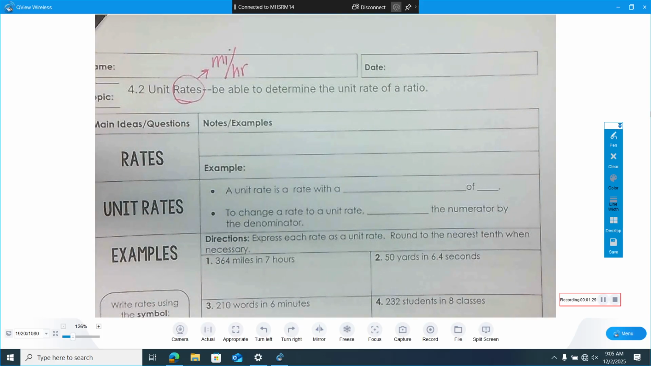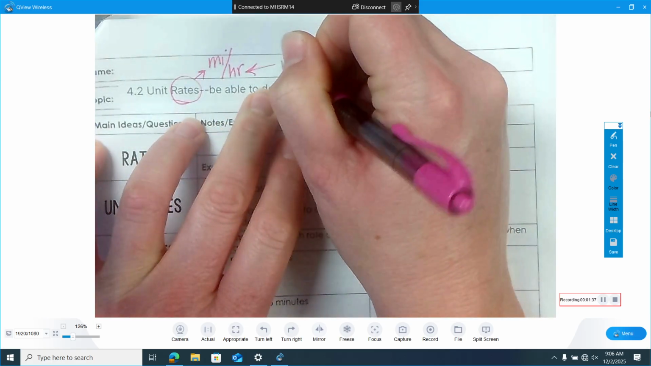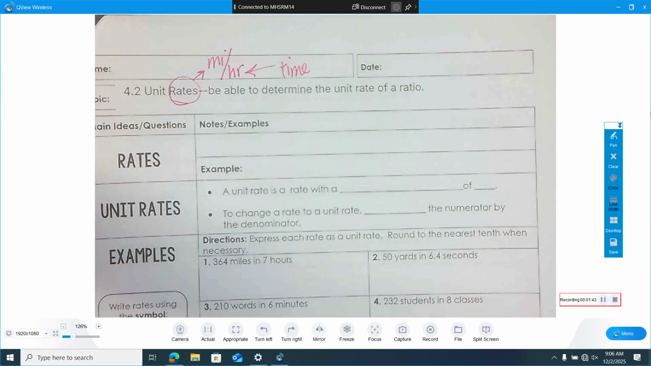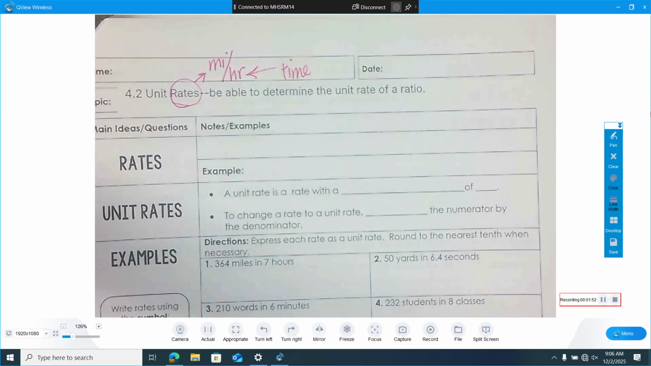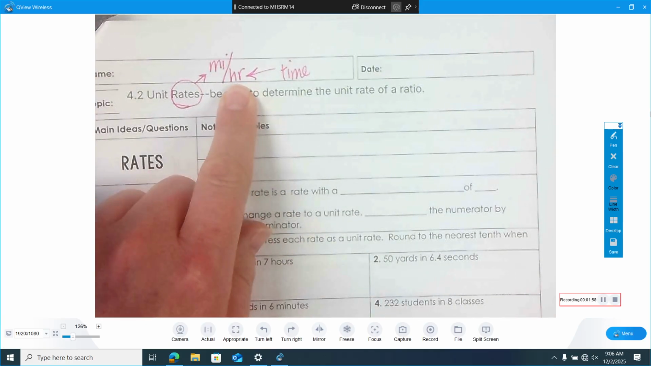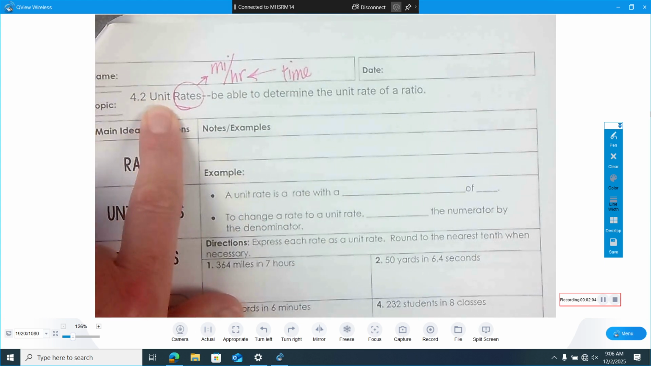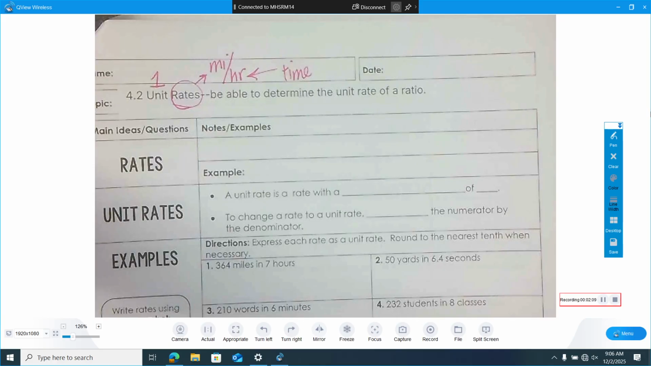When we think about rates, it's usually per a unit of time, where we're talking about words per minute. How fast do you read? So many words per minute. Or in this case, miles per hour. Hours is a unit of time. So we're usually talking about something per a unit of time. And when we do that, we are talking about how many miles we're going per 1 hour. And that's what they're referring to when we say a unit rate. We're talking about a single unit of time, typically.